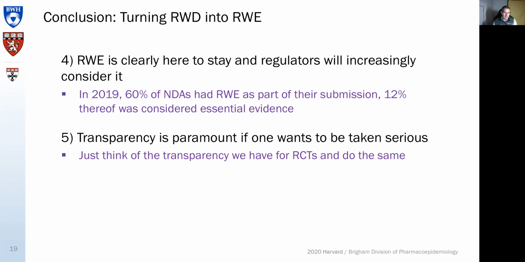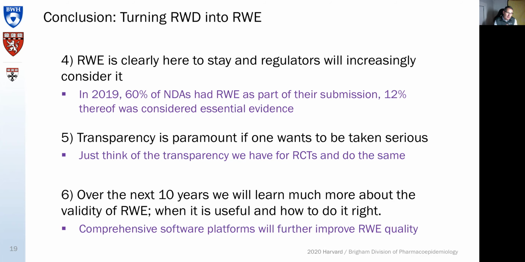Just think of the transparency we have from the RCTs and mimic that as much as you can. Here's my personal prediction that over the next 10 years, we'll learn much more about the validity of real-world evidence. We have already learned quite a bit over the past 20 years in bits and pockets, but I think we'll get a much better understanding still of when it is useful to do these big data analyses, when we want to come to causal conclusions, and how we do them right.